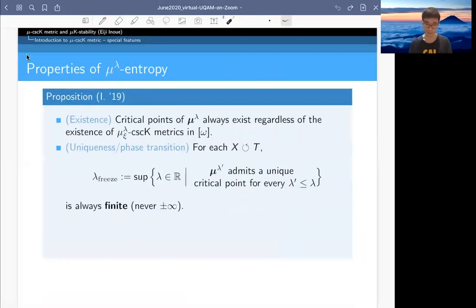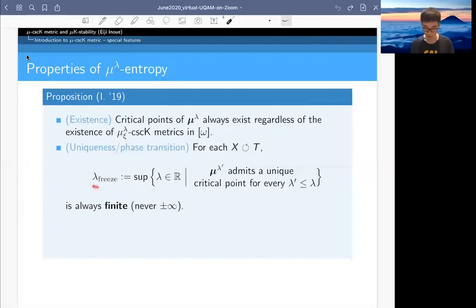And this is the answer. There always exists a critical point independent of the existence of a mu lambda cscK metric in the Kähler class. So we always have a critical point, but the uniqueness breaks for some lambda. This uniqueness statement is interesting in view of Tian-Zhu's volume minimization argument, because in the case of Kähler-Ricci solitons, the critical point is always unique, but in mu-cscK, there exists some sufficiently large lambda which has more than one critical point.